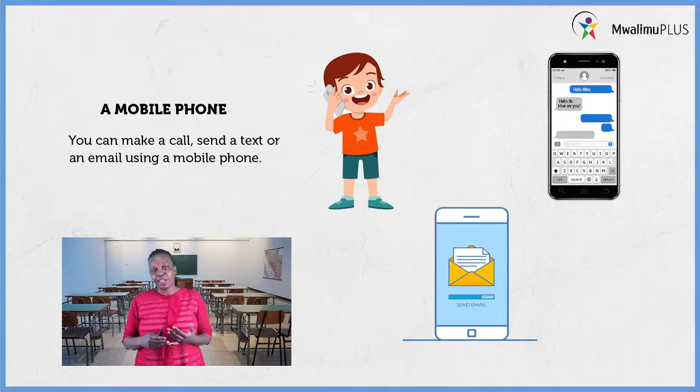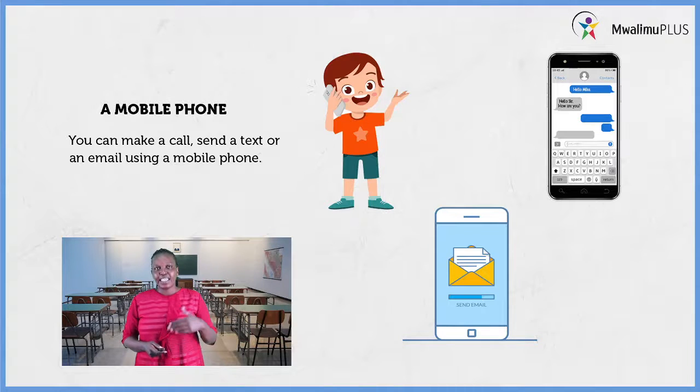One, you can make an email and send it. Two, you can make a phone call and pass the information you want to the person you want. Three, you can simply write a message or text using your phone and forward the message to the person you want to get that information.